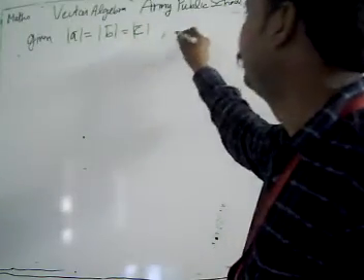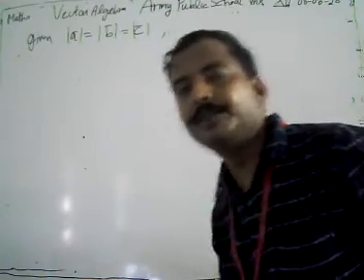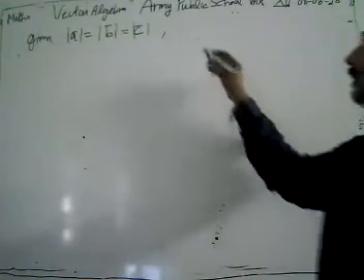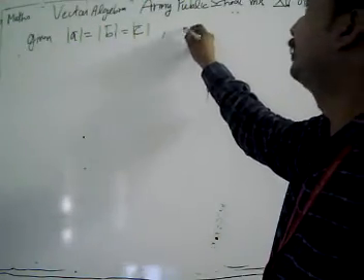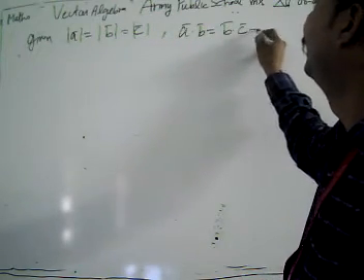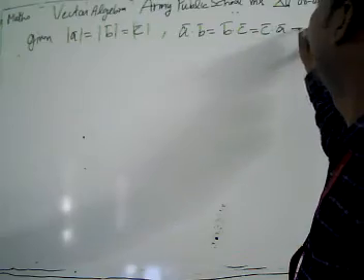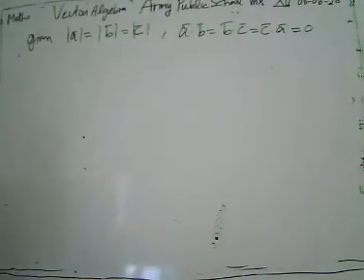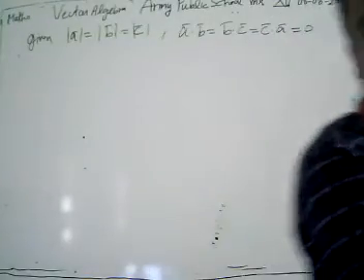What is the condition for two vectors to be mutually perpendicular to each other? Yes, their dot product is 0. Then vector A dot B equals vector B dot C equals C dot A, which is equal to 0, because in the given problem these vectors are mutually perpendicular to each other. So we have put that condition.